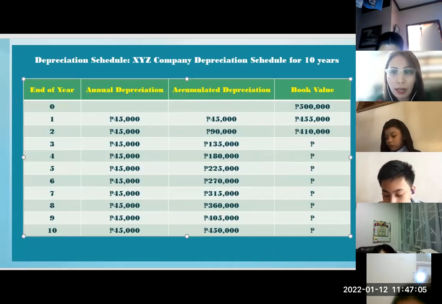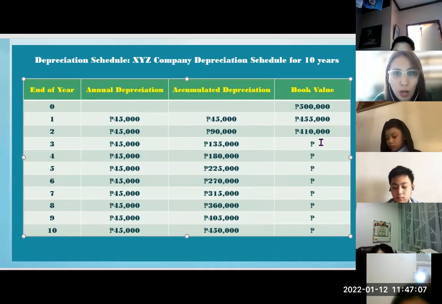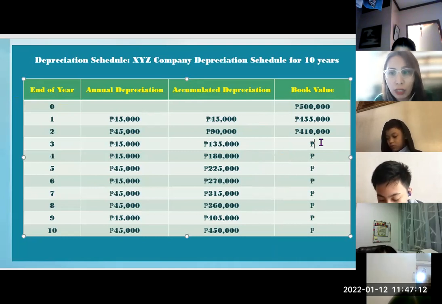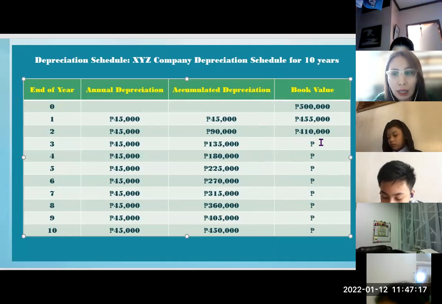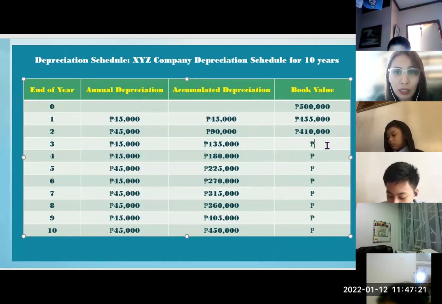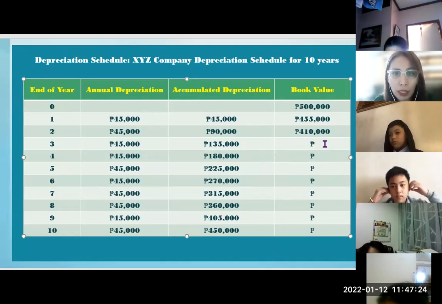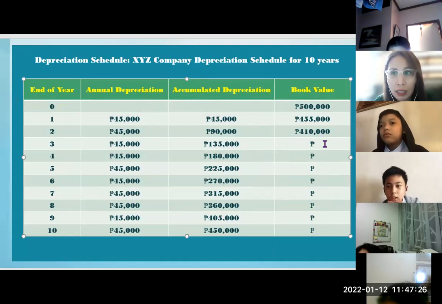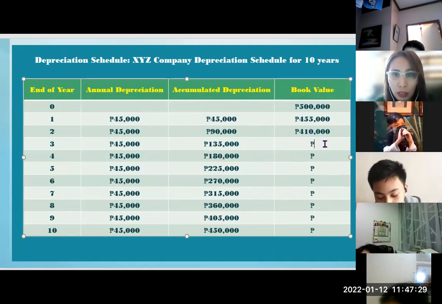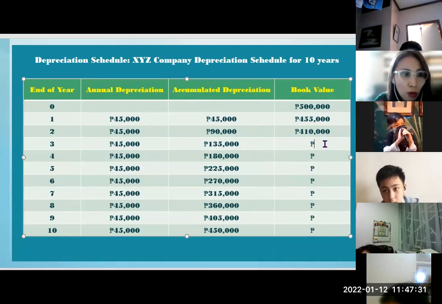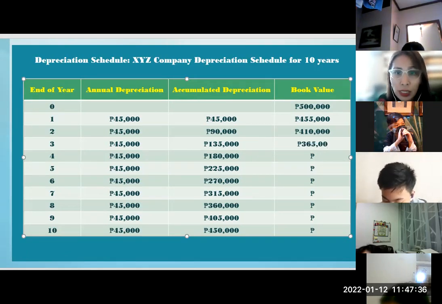Next, Mr. Liam. What's our book value, or the amount to be recorded by the accountant or bookkeeper in year 3? What's the amount that the accountant or bookkeeper needs to record in their year 3 book? 365,000 po. Okay, 365,000 pesos. Okay, next.